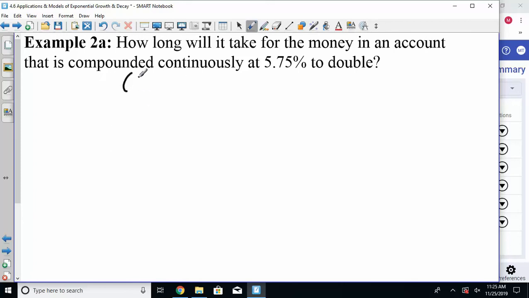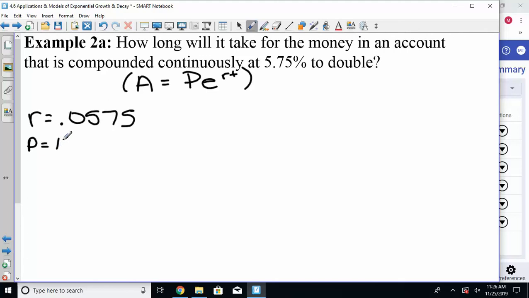So remember, your compound interest formula is A equals P e to the rt. I haven't given you a ton of information. What's the 5.75? The rate. How would I put that in? 0.0575. I just said I want to double my amount. So you could keep A and P as variables. Let's just make up a number. What do you want to use for your P? 100. So what would your A be? 200 if you want to double it.